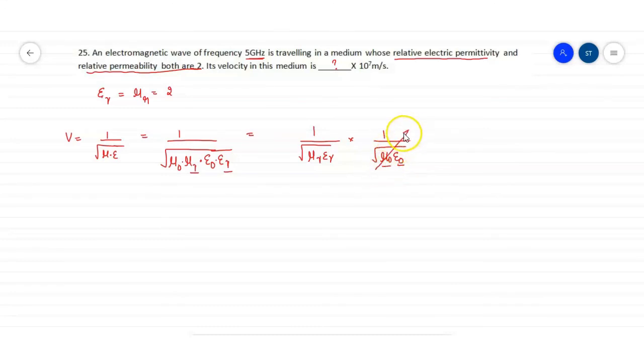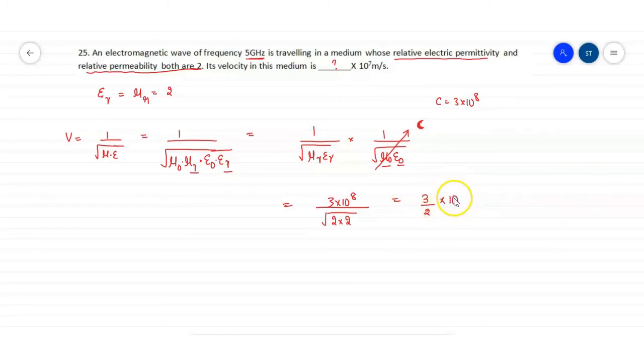This can be separated and written as 1 upon root of mu r into epsilon r, into 1 upon root of mu naught into epsilon naught. Mu naught and epsilon naught are the electric permittivity and absolute permeability in free space. So this 1 by root mu naught into epsilon naught is nothing but the velocity of electromagnetic waves in free space, that is c. C value is nothing but 3 into 10 power 8. Now just substitute this value. Relative permittivity and permeability are given as 2, so this is 3 into 10 power 8 upon root of 2 into 2, so this is 3 by 2 into 10 power 8.